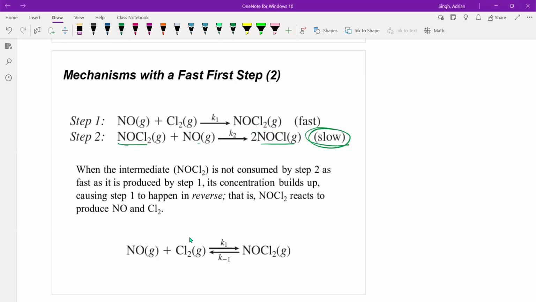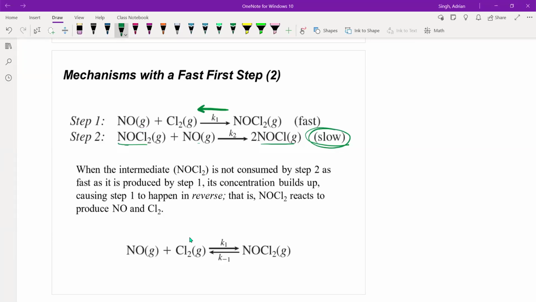And what it does, okay, is it now forces the reverse reaction to happen. So now we have the opposite process occurring. The NOCl2 builds up super fast, and because it's not used up as quickly, because the next step is slow, it starts to break back down into the original reactants up here, right? So we can say there's a reverse reaction happening as well, okay?